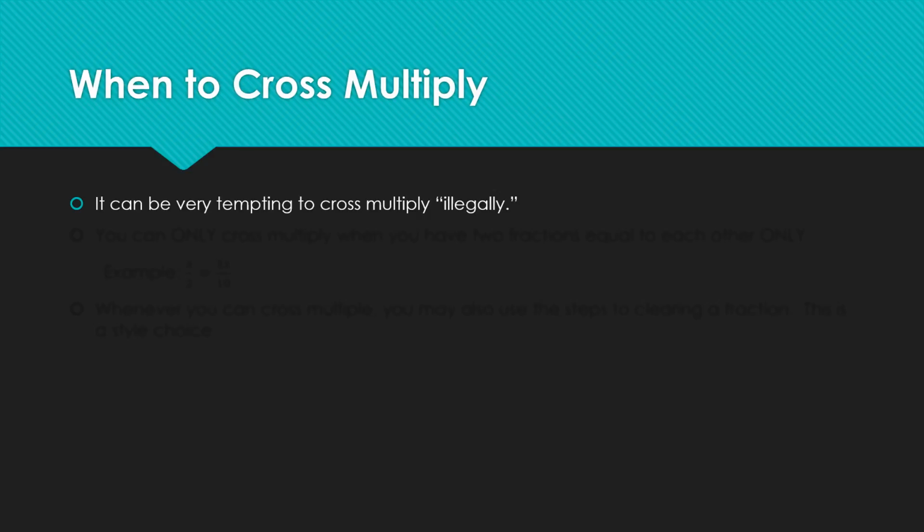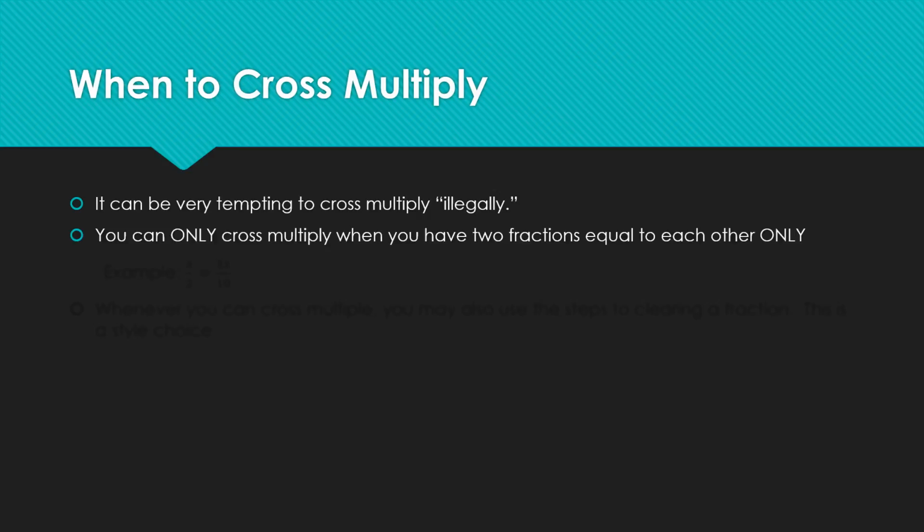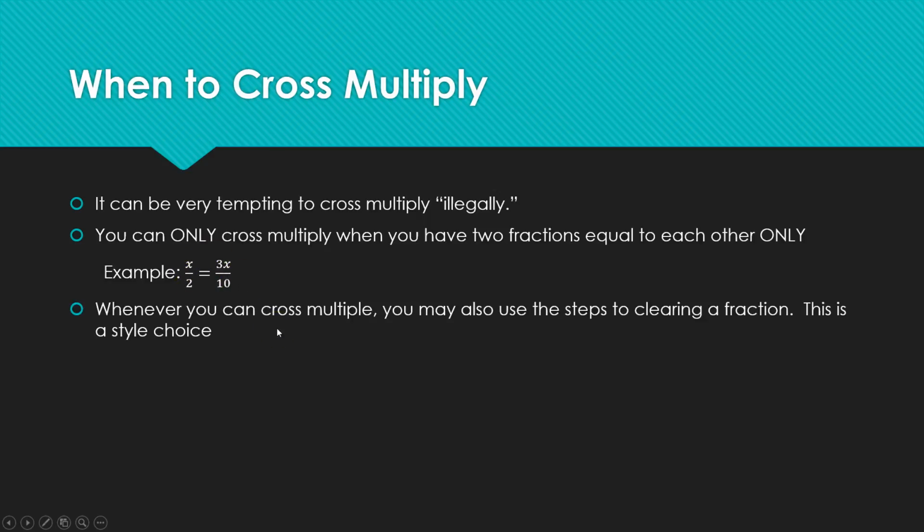However, there's only one tiny specific instance when cross multiplying is allowed, and that is when you have two fractions equal to each other. So you can only cross multiply when you have two fractions equal to each other. Only. My accidental redundancy, I guess, was maybe for emphasis here. The terms can be more complicated, but here we have two fractions only, equal to each other.